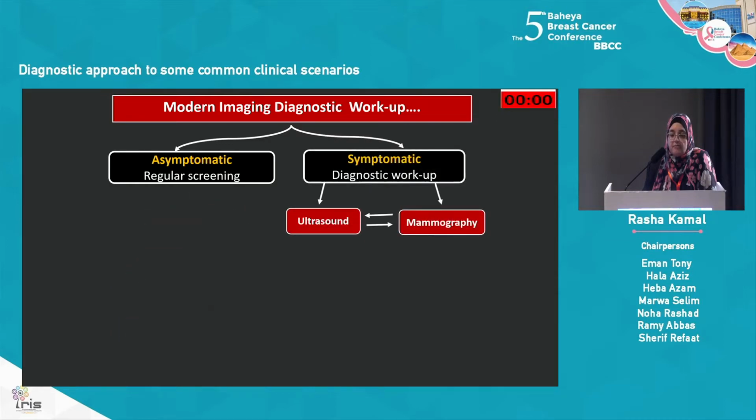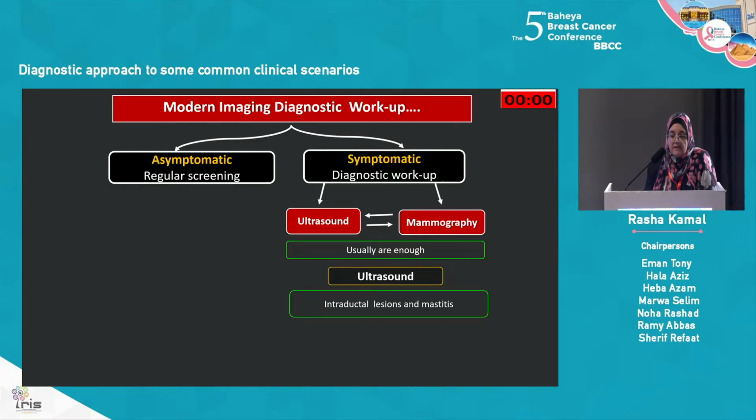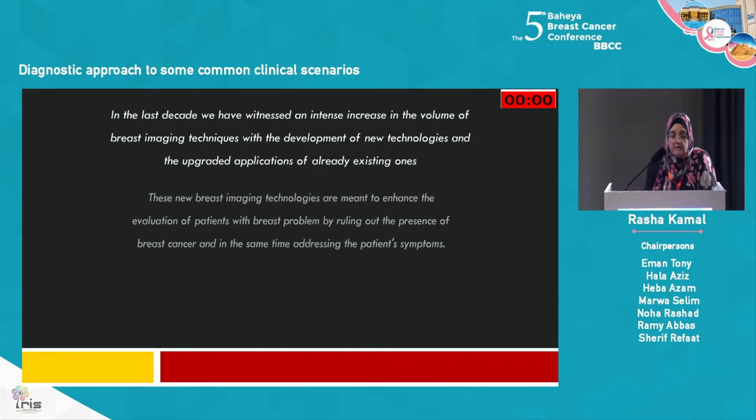For symptomatic patients, we either start with ultrasound or mammography according to the age. Usually they are enough. Ultrasound is the best in intraductal lesions and mastitis. Contrast mammography and MRI are necessary for multiplicity, multifocality, and extent of occult disease.